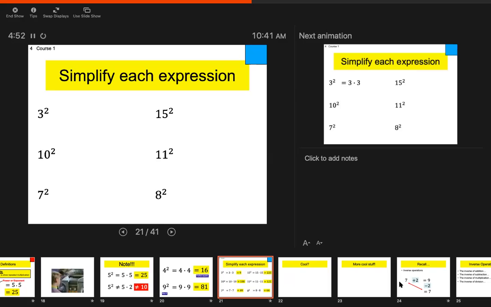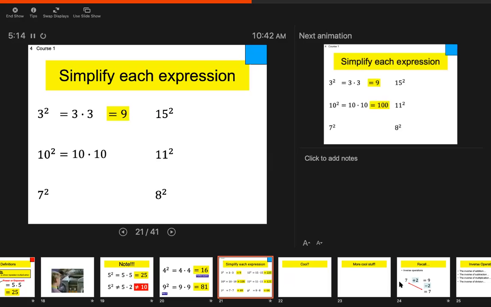3 squared is not 6. 3 squared doesn't mean 3 times 2. It means 3 times 3, 3 written twice. That's 3 times 3, which is not 6. That's 9. Richard, 10 squared is not 1,000. It's 100.